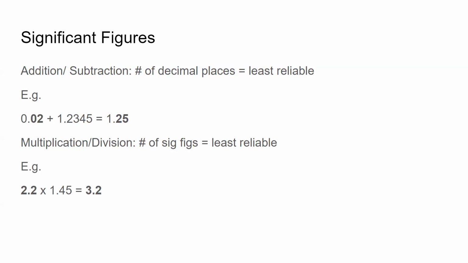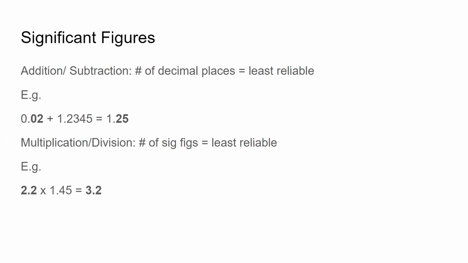for multiplication and division. So for multiplication and division, we want to look at the number of significant figures that are least reliable. So there's usually a chart which goes over what is a significant figure. I will try to pull that up and post that in the chat. It's a helpful resource, but I'm pretty sure it would have been in lecture as well.